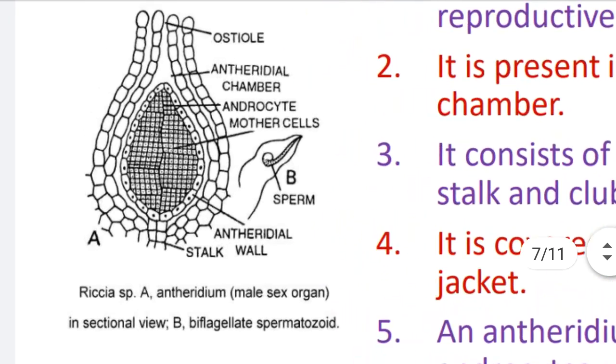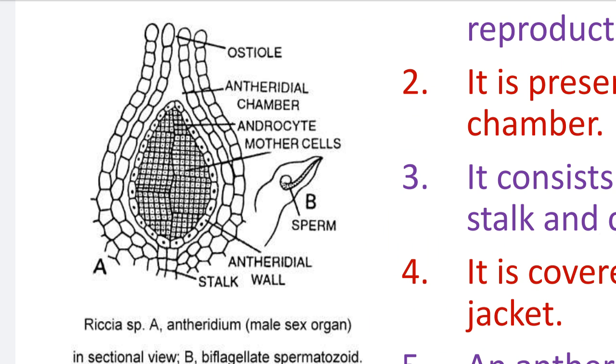See in the diagram, the antheridial chamber is there, and in the antheridial chamber the antheridium is present. The antheridial chamber opens with a mouth called the ostiole. The antheridium is made of many androcytes. Androcytes are also called androcyte mother cells, androgonal cells or sperm mother cells. Then the antheridial wall is made by the sterile jacket layer, a small stalk is there, and the antheridium structure is club-shaped. And in diagram B, the sperm is given, which is biflagellated. Two flagella are there. The sperm, also called the male gamete, has a single male nucleus.